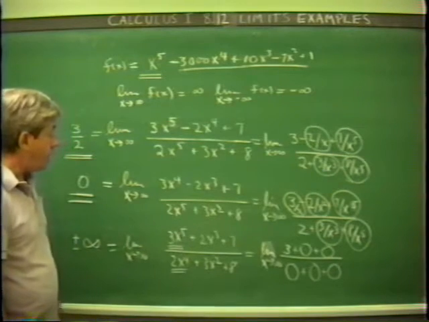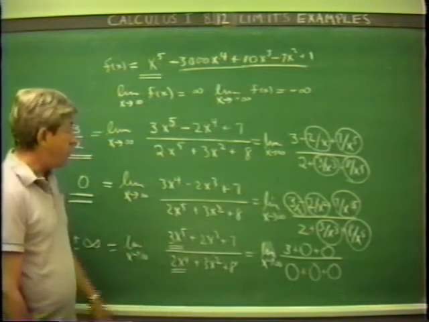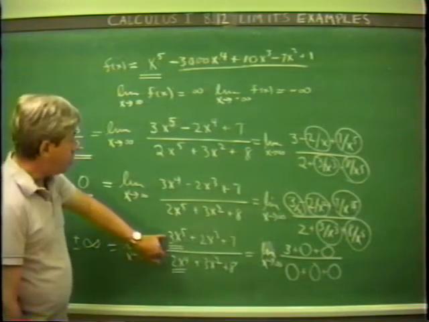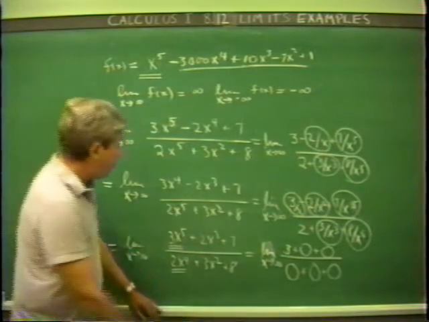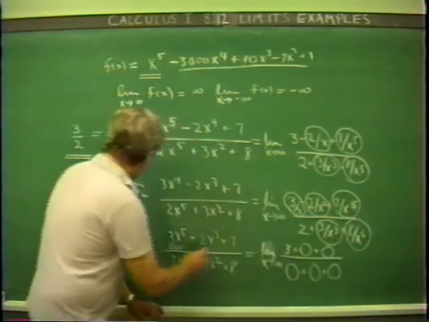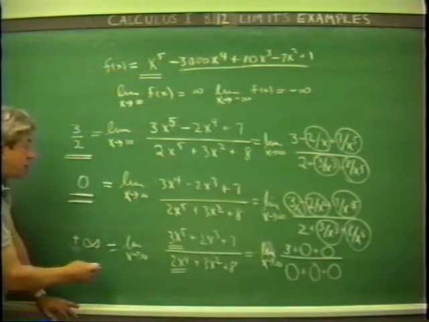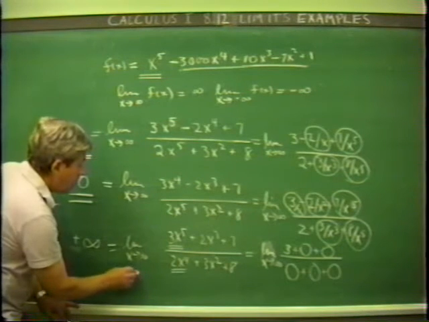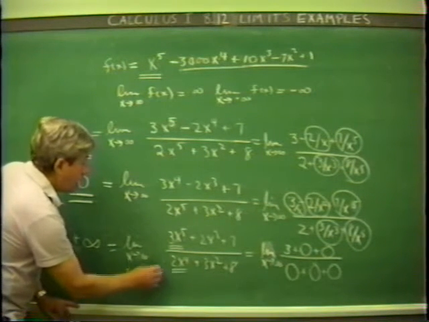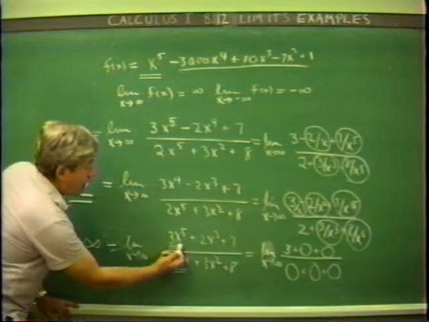Right? The polynomial in the numerator here, because we've got x to the 5th, and we're looking at x approaching infinity, 3x to the 5th is going to approach infinity, and 2x to the 4th is also going to approach infinity, so that the numerator here is going to get very large and positive. The denominator is going to be large and positive, but the numerator is going to be much larger, and so plus infinity is the situation here.